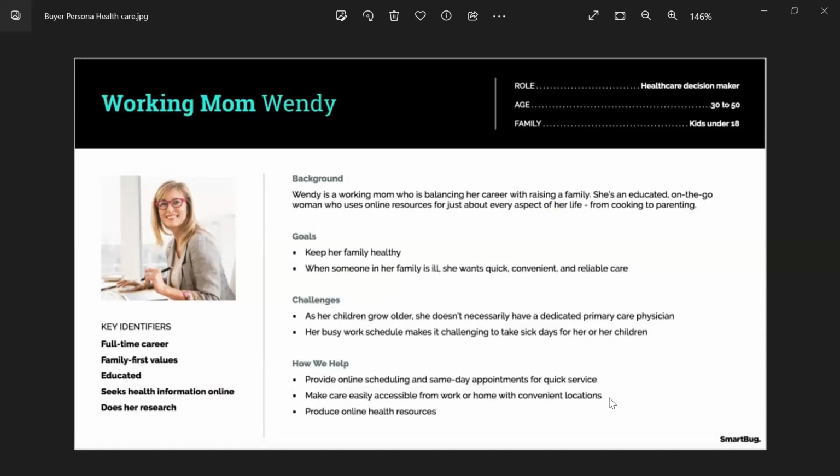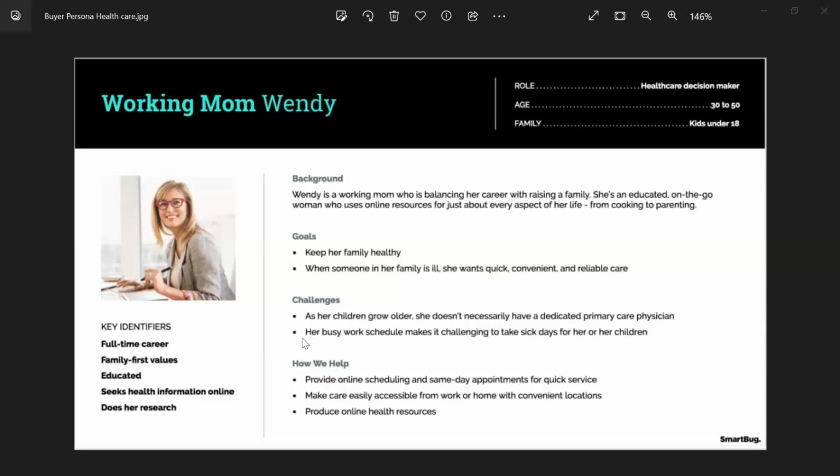It means she can book an appointment from work, she can book an appointment from home, and the location is going to be easily accessible. Now, if they are producing online health resources, why are they producing online health resources? She is a busy person. Let's go back to the challenges. You see, I'm trying to make sure I align the challenges with how they are going to solve the problem, so that it makes it easy for us to understand, right?